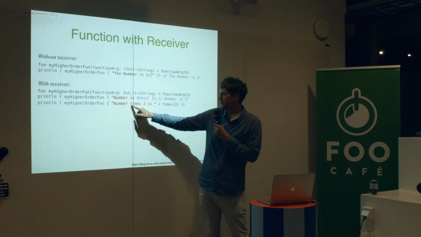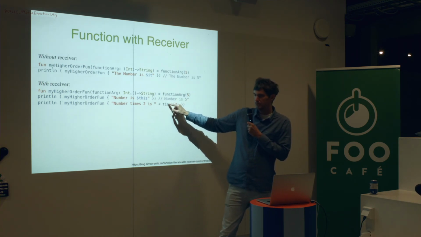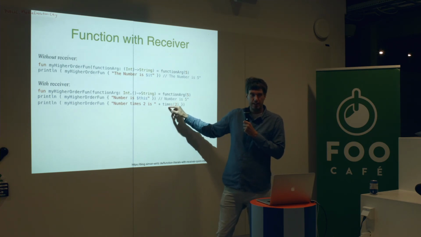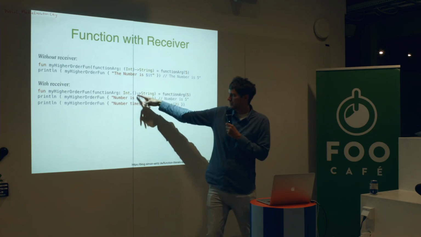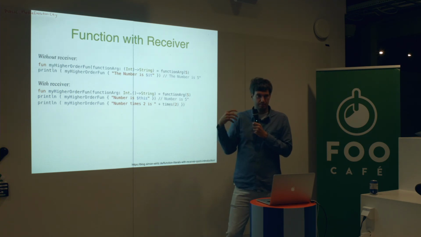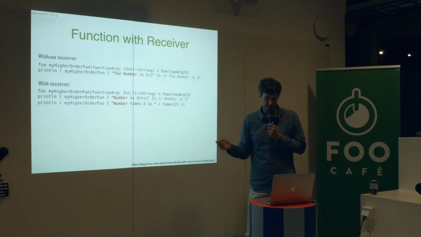Now, inside here we can just do number times 2, it's always called times. We don't have to call it dot times. It's called times because the integer is bound to this. And this is used in a lot of places in Kotlin when you create DSLs.